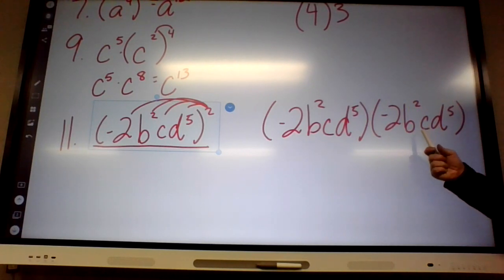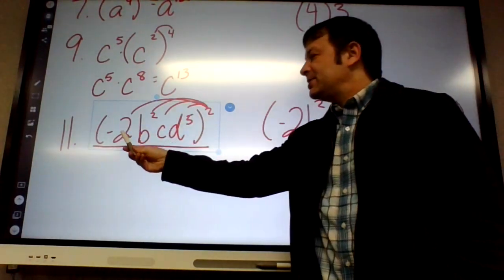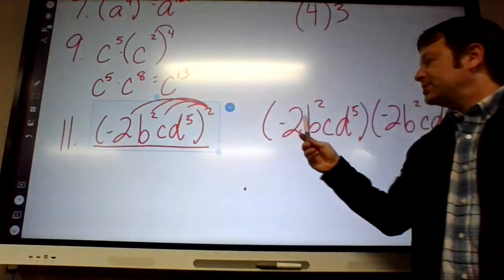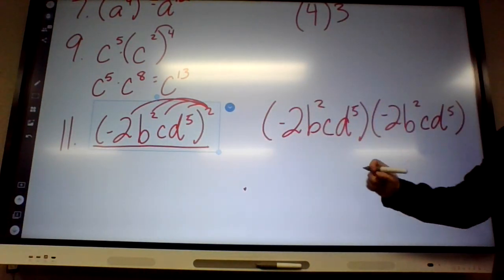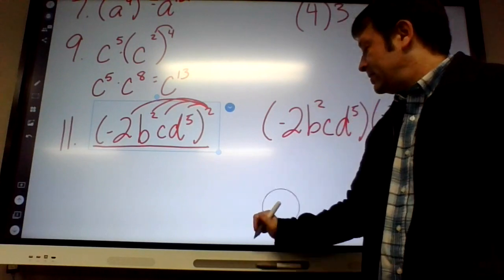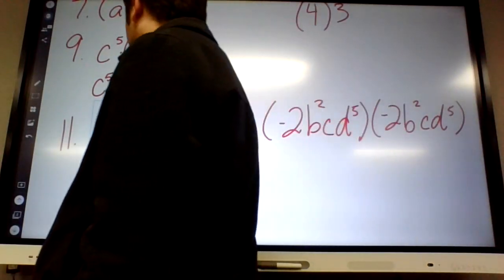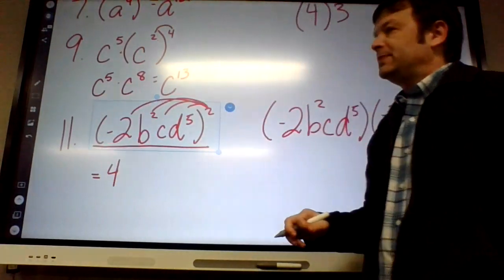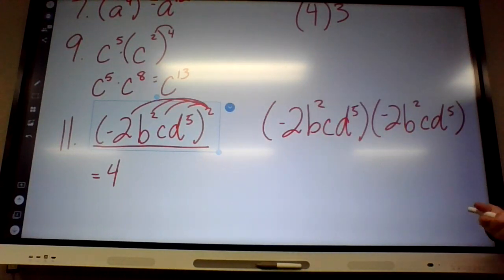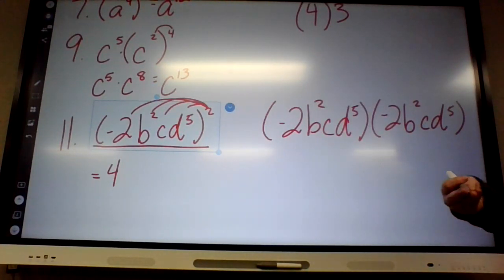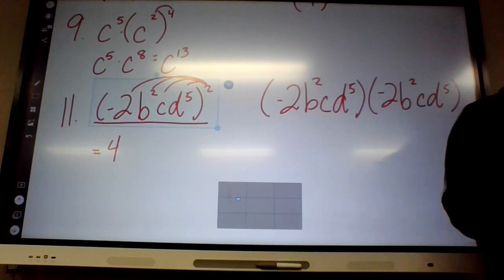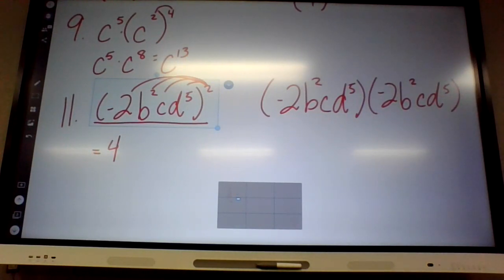Does that make sense? So, what is negative 2 squared? What's negative 2 times negative 2? Positive 4. Anytime you square a negative, it should come out positive. And the negative does need to be in parentheses to be squared. If it's not in parentheses, it doesn't work. Alright, just put it in the box. We'll get to it.